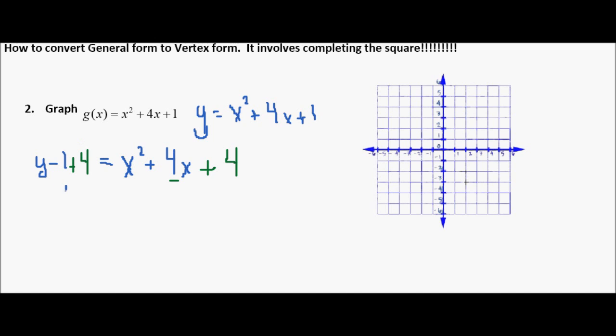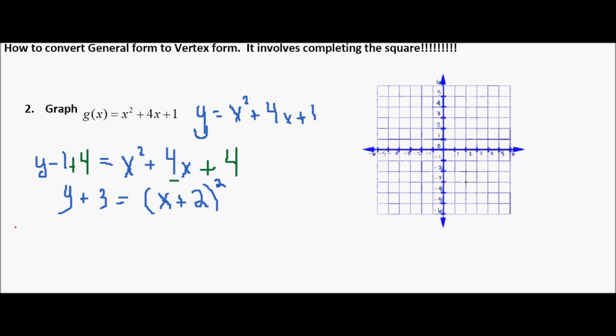So my equation now looks like y plus 3 on this side equals, and remember this factors, and it factors into x plus 2, x plus 2. Remember, the factors are going to be the same because we created a perfect square trinomial. And as simple as that, you can now see that you're in vertex form.